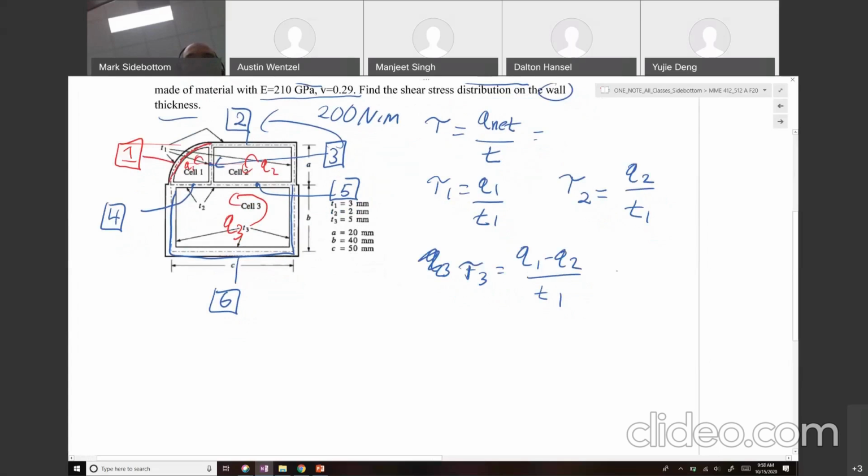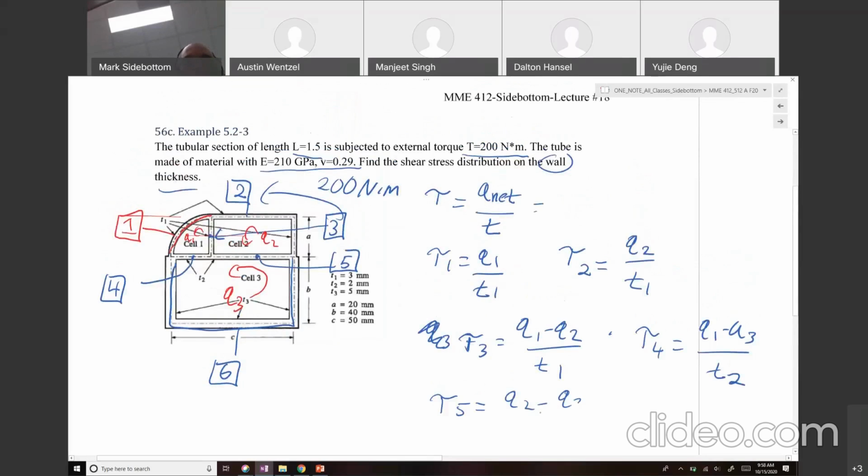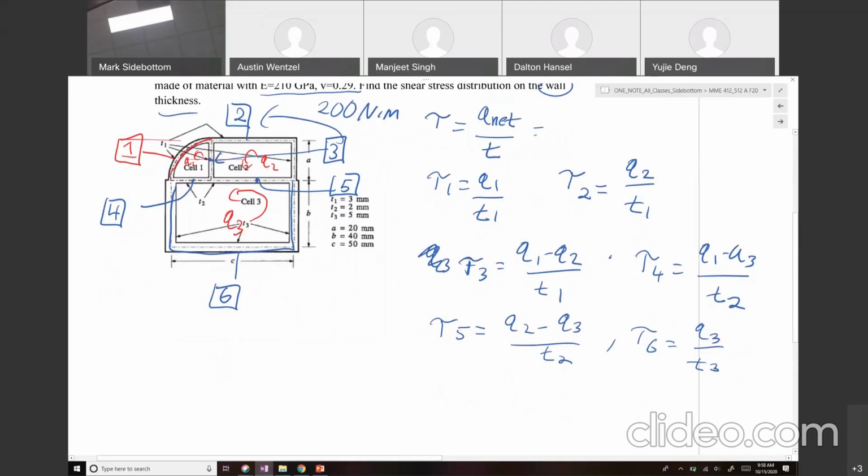The shear stress in wall 4 would be equal to Q1 minus Q3 over T2. Okay, and then tau 5 would be equal to Q2 minus Q3 over T2. And then tau 6 would be equal to just Q3 over T3. Okay.